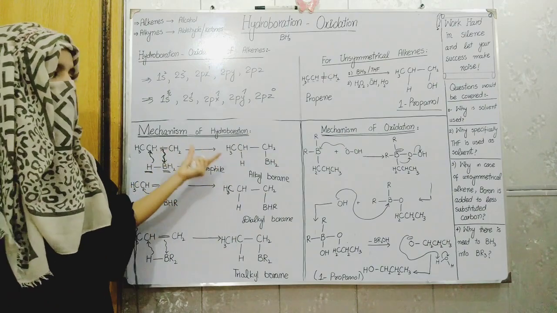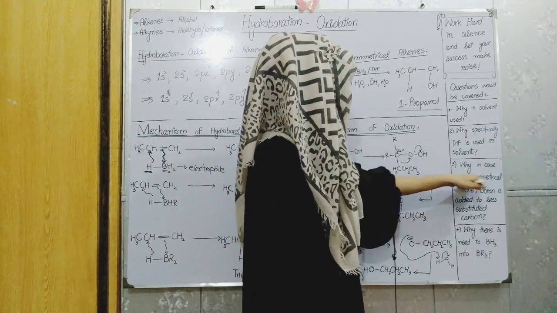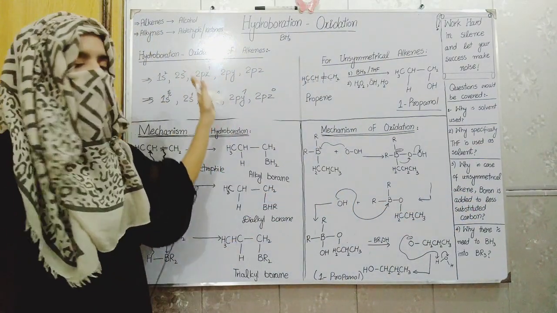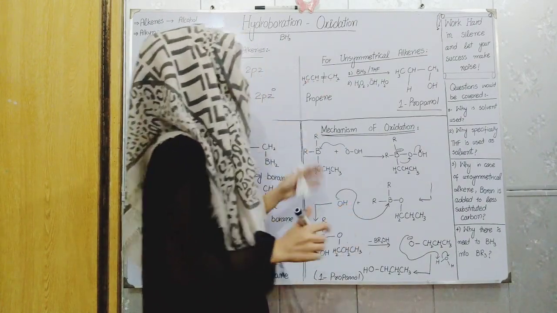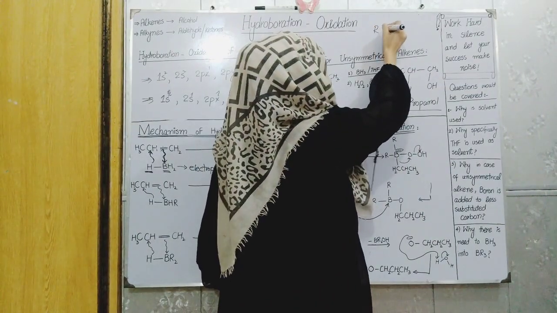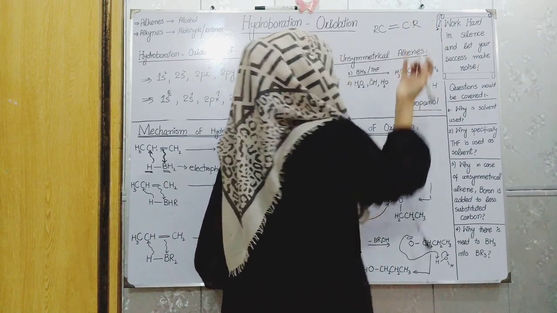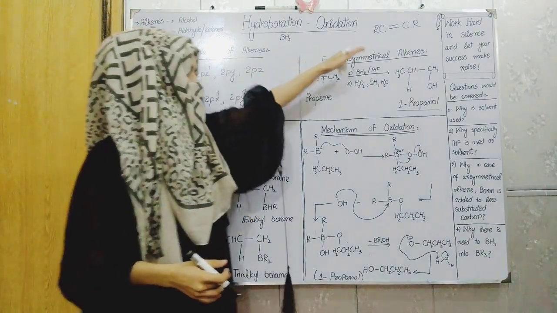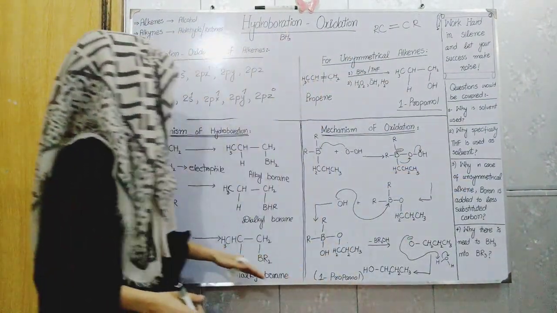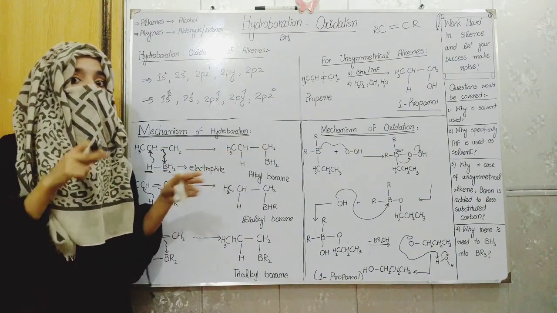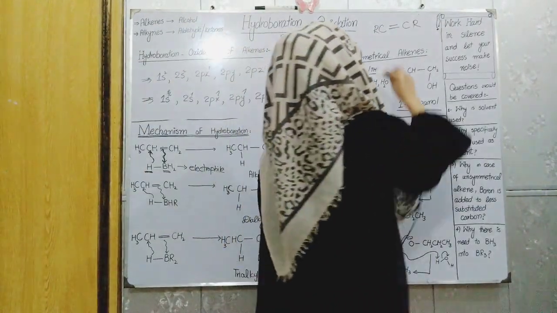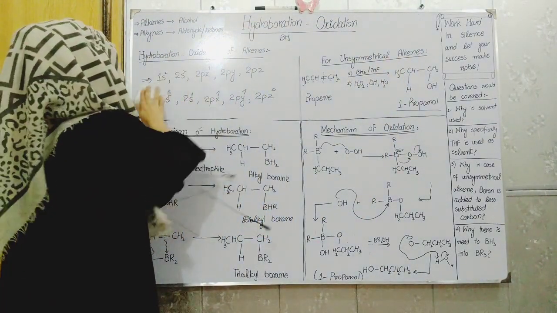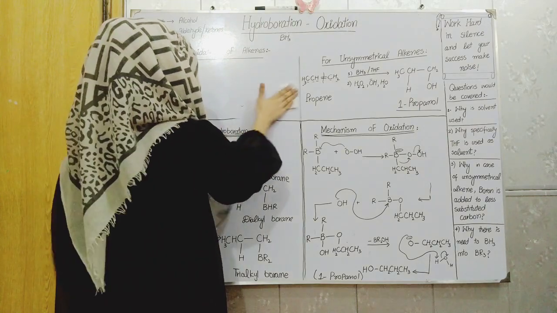The question arises here, why in case of unsymmetrical alkene is boron added to the less substituted carbon? Because in case of symmetrical alkenes, boron is added to either carbon, there is no difference, this carbon and this carbon are the same, so boron is added to either carbon. But in case of unsymmetrical alkene, the boron group is added to that carbon which is less substituted. And the question arises, why?